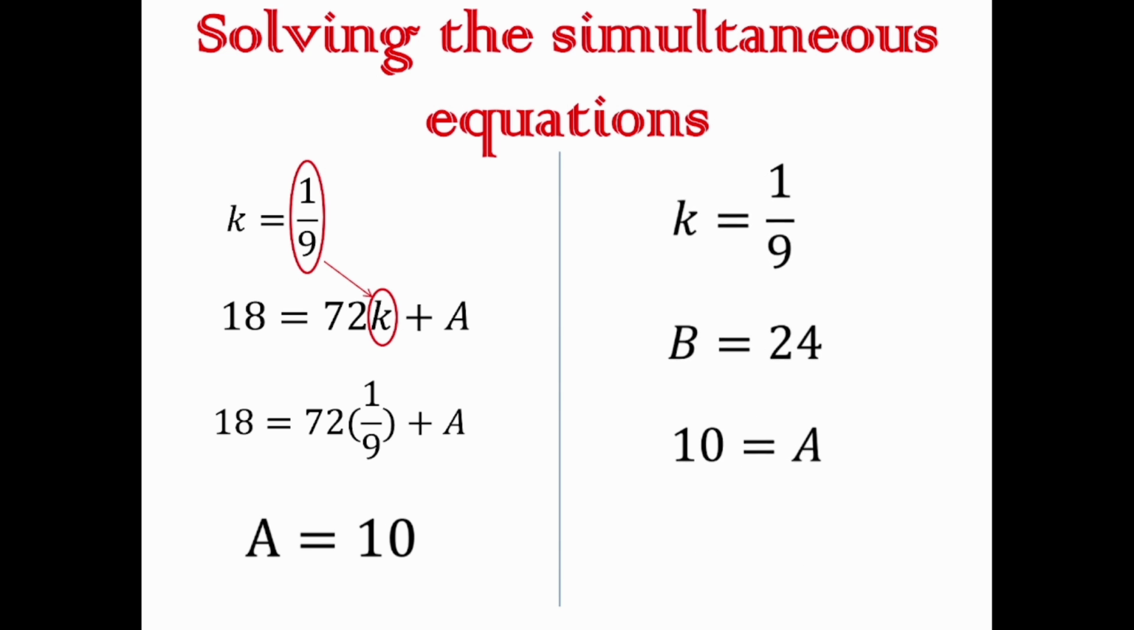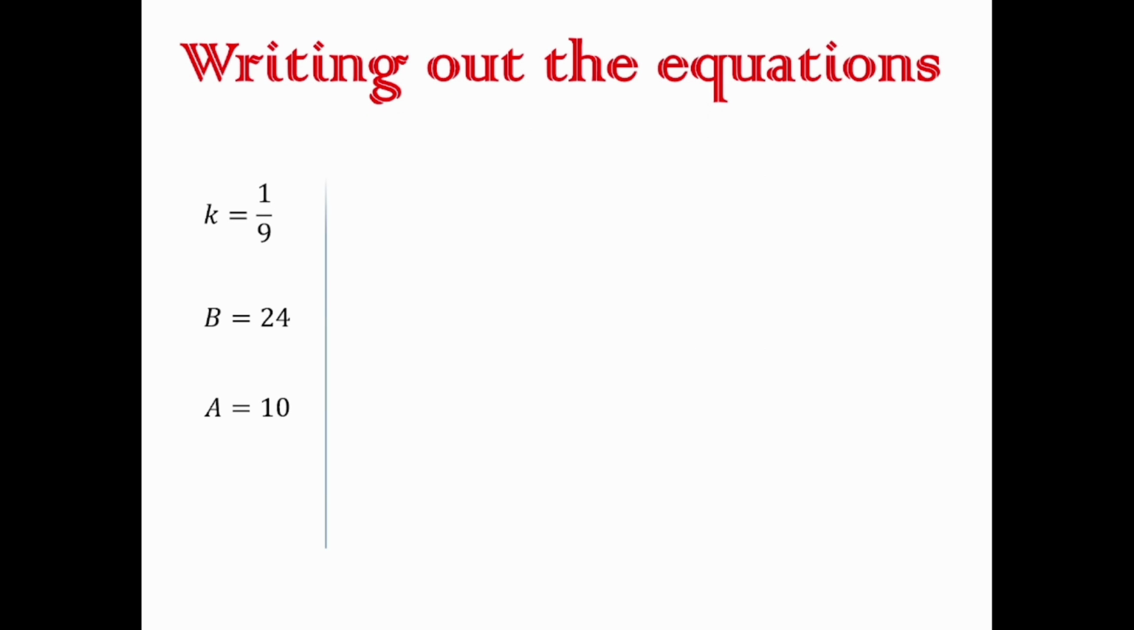So next we would want to put all this back into the equation to write them out properly. We have that a is equal to kt squared. So if you put the value of k into your acceleration, you have that a is equal to 1 over 9 t squared.